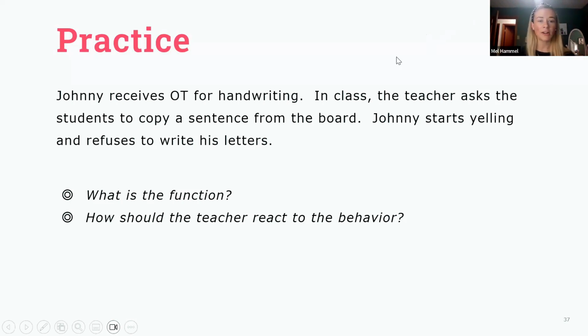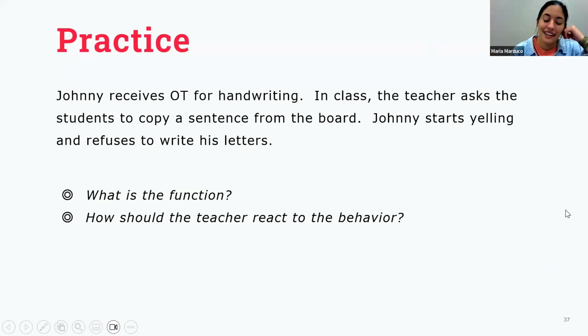So our next practice is Johnny receives OT for handwriting. In class, the teacher asks the students to copy a sentence from the board. Johnny starts yelling and refuses to write his letters. What is the function? The function is escape. Yep.